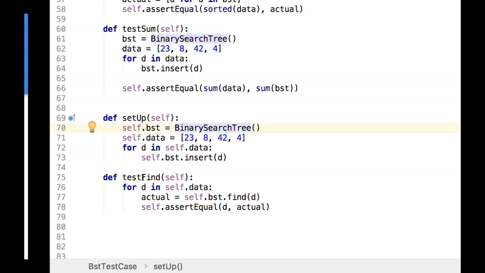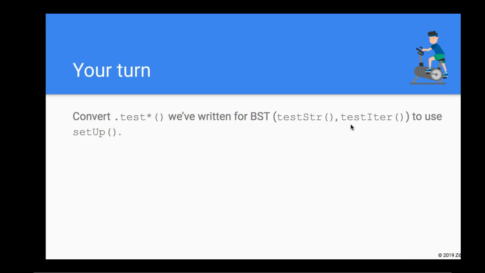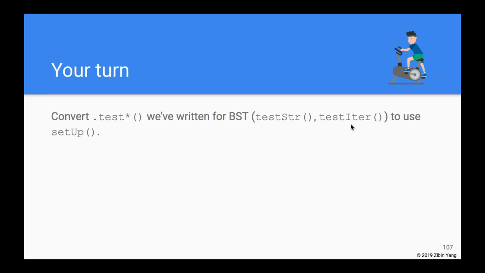All right, so here's a little exercise for you, now that you know what to do. We need to set up a BST in the test string method, test iter method, and also the test sum method. So actually convert those methods to use the BST and the data that has been initialized and set up in the setup method. I think that's fairly simple. I'm not going to do that here in the video.